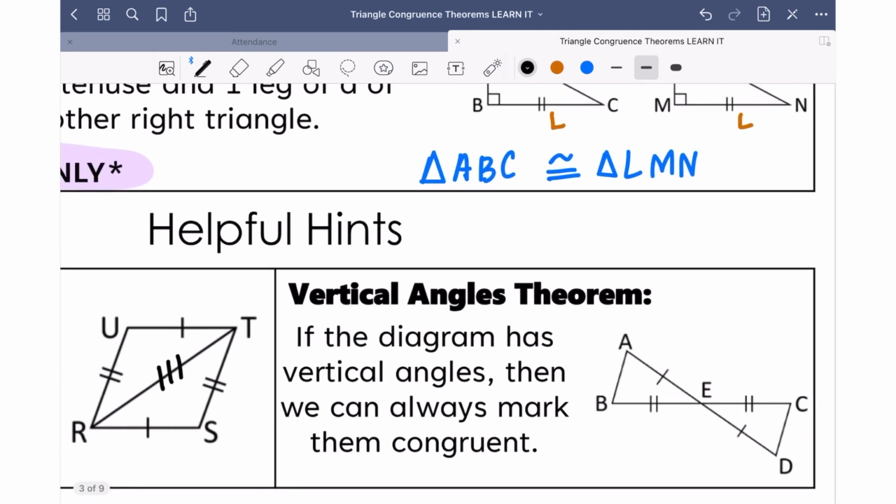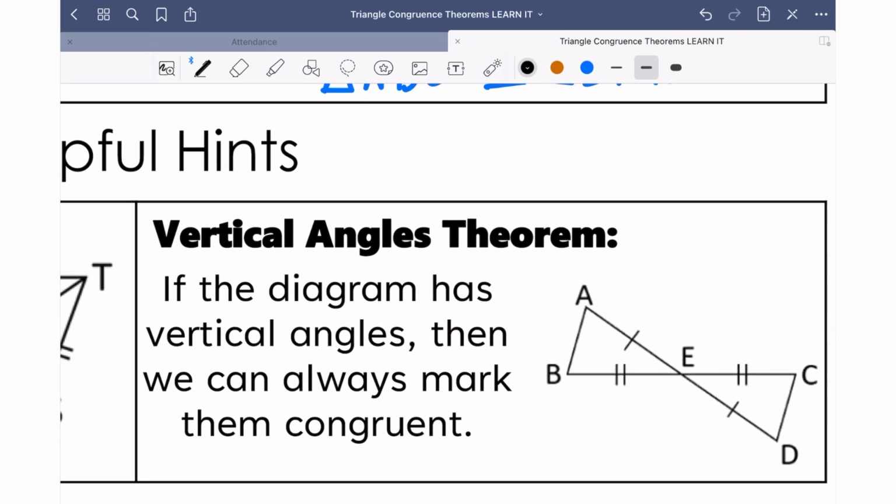The vertical angle theorem. This is something we should live and breathe and know in our sleep. If you have a vertical angle, you should be able to identify it in the diagram. So once you identify it, go ahead and mark it because some of them won't mark it for you. You should do that so that it can help you find what theorem we're going to use. So for this one, the vertical angles are right here. So we use our arcs and we know that those angles are congruent.